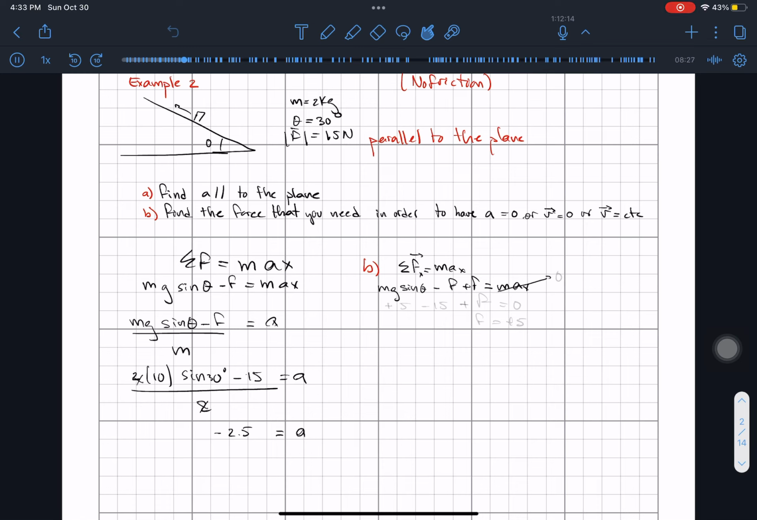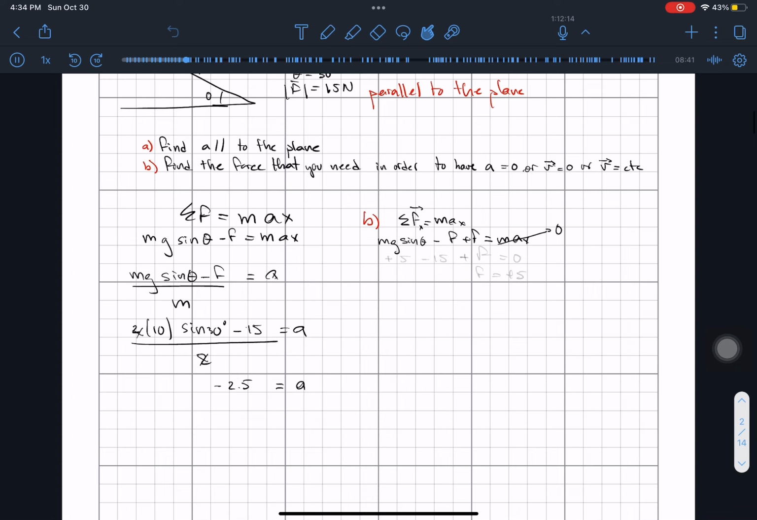And this side of the equation is going to be equal to 0 because we want the acceleration to be 0, or the velocity to be 0 or constant. So from what we found in the previous question, this is going to be plus 5 minus 15 plus the new force equals 0. So this new force is going to be equal to plus 5.